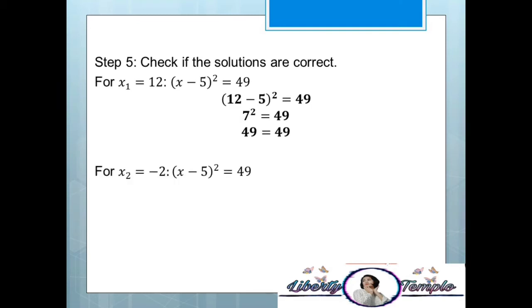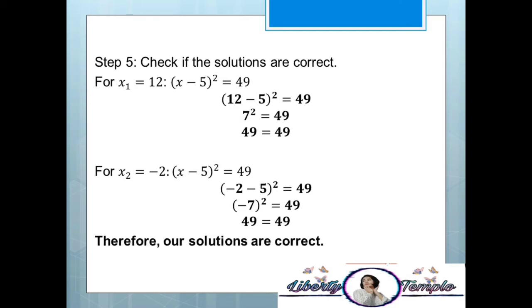Next, let's check for our x sub 2, which is equal to negative 2. The same with our x sub 1, we just need to substitute the value of x to our original equation. So we have the quantity of negative 2 minus 5 squared is equal to 49. So we have negative 7 squared is equal to 49, and that is 49 is equal to 49. So this means that our solutions are correct.